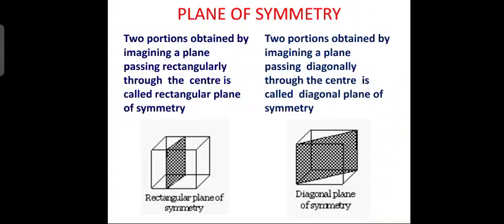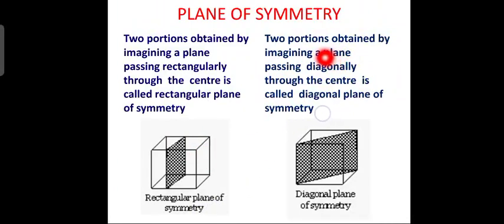Next slide. There are two types of planes of symmetry. Which are those? Rectangular plane of symmetry and diagonal plane of symmetry. Now, what is rectangular plane of symmetry? Two portions obtained by imagining a plane passing rectangularly through the center is called rectangular plane of symmetry. It means the imaginary plane should pass through the center of the crystal. That is called rectangular plane of symmetry.